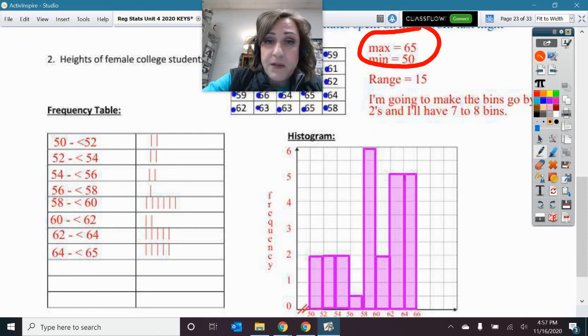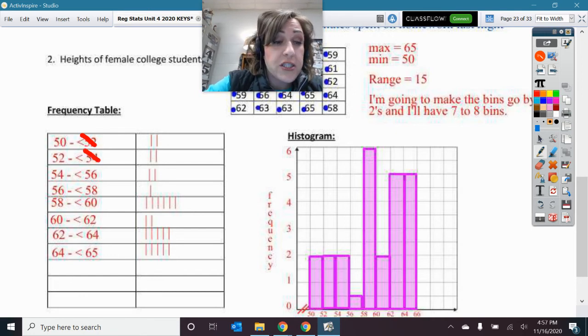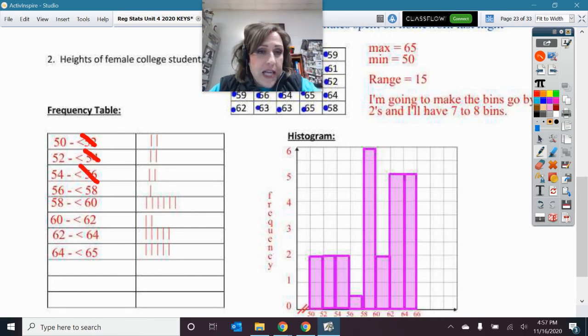So it looks like I chose to go by 2s. So 50 up to 52. That means basically in this bin is 50s and 51s. In this bin is the 52s and 53s, and so on. And remember, that one doesn't include 52s. That one doesn't include 54s, and so on. So it looks like I got those numbers when I did those bins.